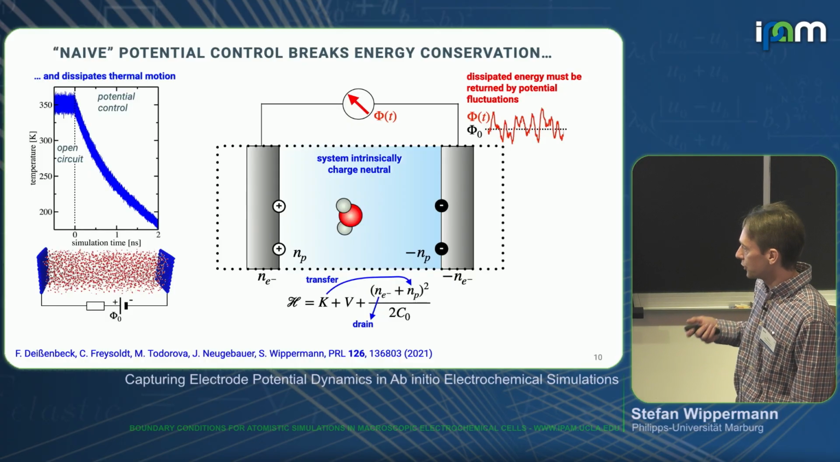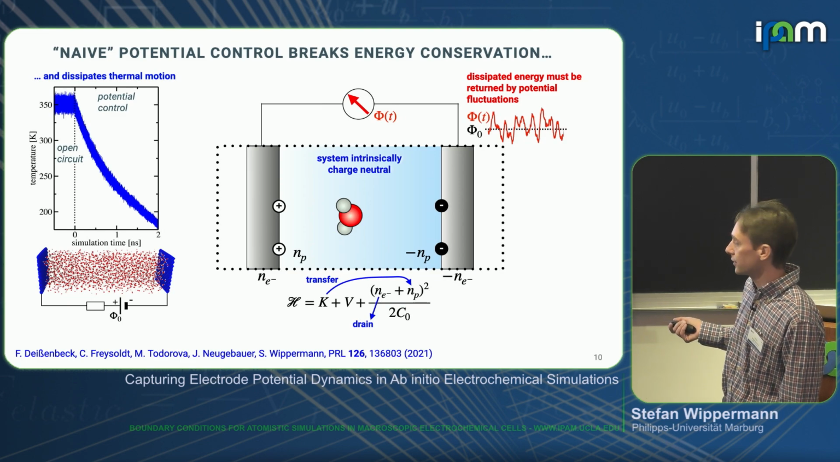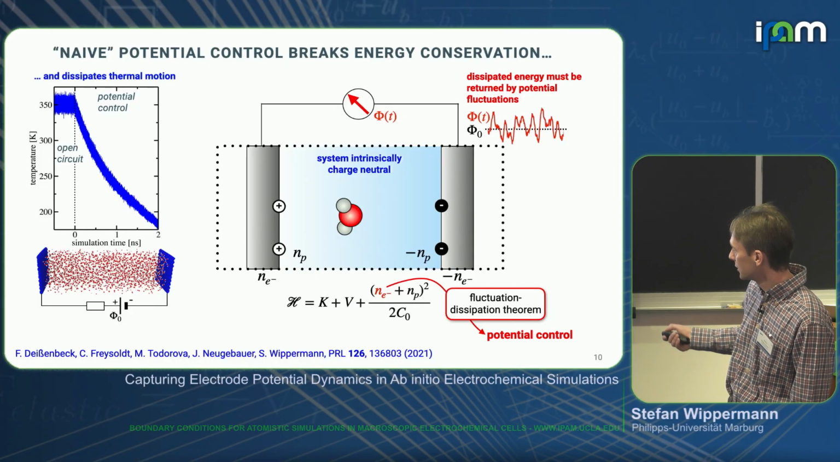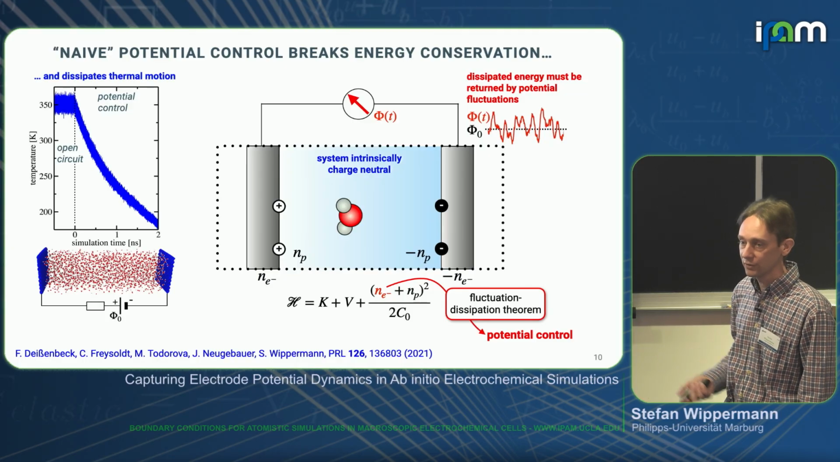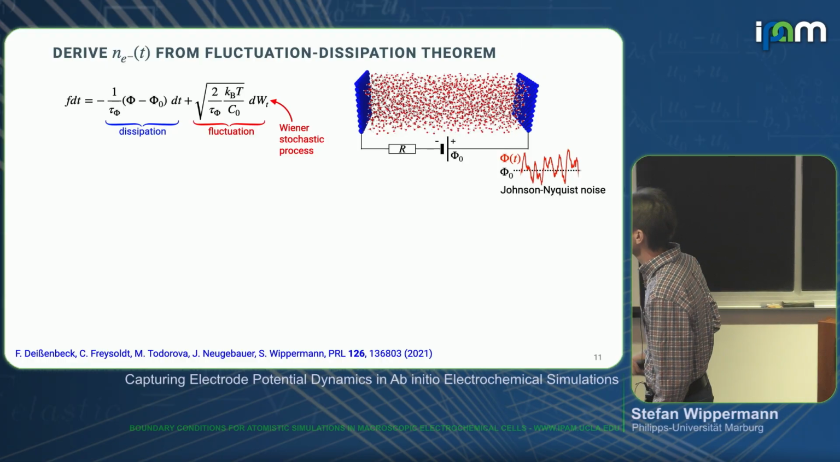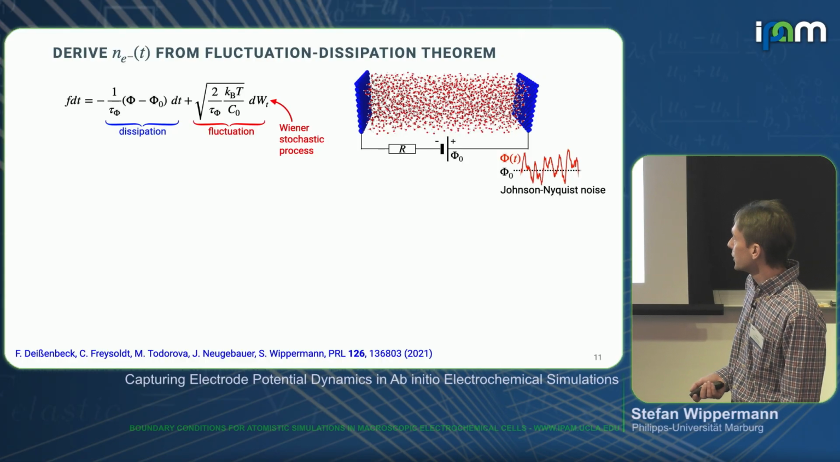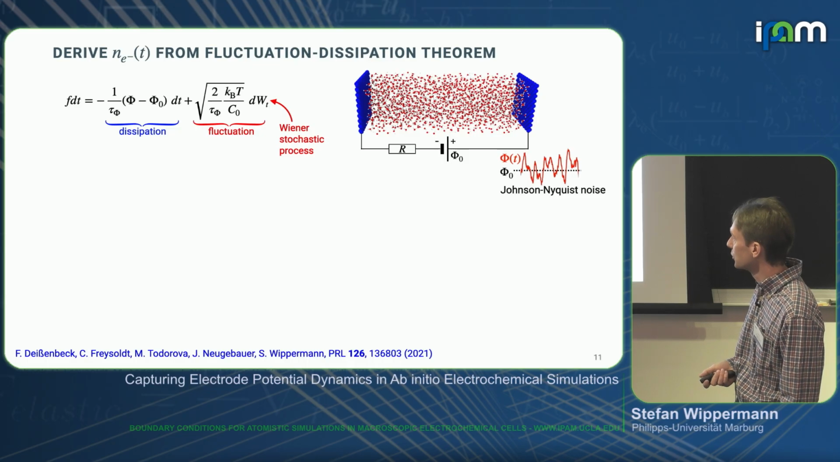In order to prevent this artificial energy drain, you need to balance this with the corresponding fluctuations. So what you really need to do is derive the equation of motion for the NE, the charge you have on the plate, from the fluctuation dissipation theorem. And that is how you should, from statistical mechanics, introduce potential control. One way of doing it is you can introduce a stochastic differential equation. The first part is the potential control part. This is dissipative. You have a fluctuation part that pays back the energy that you lose by potential control.